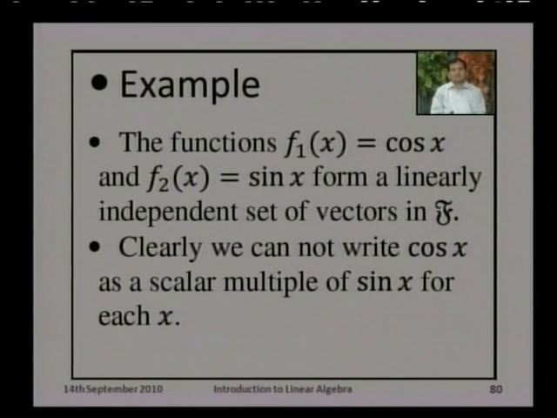The functions f1(x), that is cos x, and f2(x) equal to sin x, these are two functions from script F. You can check that they are linearly independent. Why? Because one cannot be written as a scalar multiple of the other.